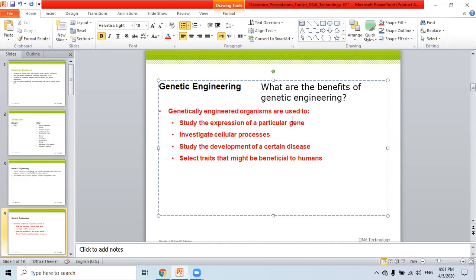Genetically engineered organisms are used to study the expression of a particular gene and investigate cellular processes. For example, there was one kind of organelle inside the cell, and nobody knew its function. We discussed DNA, the regulation of DNA, and how protein is synthesized in the previous chapter, but none of us thought about what the Golgi apparatus function is.